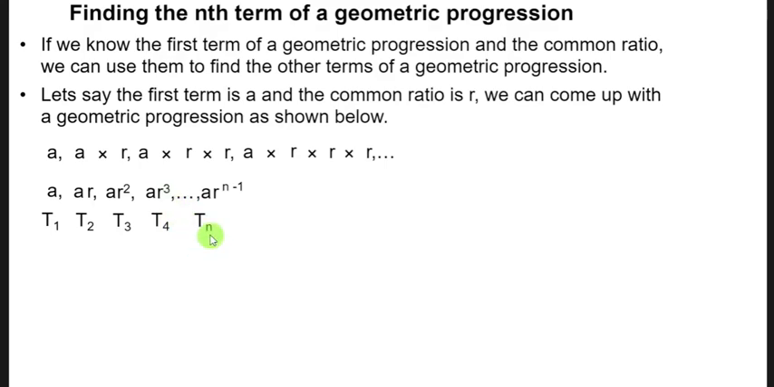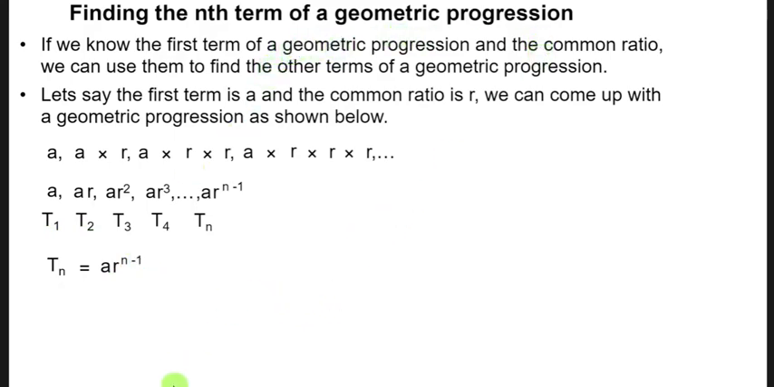Equally, for us to get the nth term, the power of r must be n minus 1. Hence what we are saying is that the nth term of a geometric progression can be found by ar to the power n minus 1. So this one is now the formula for finding the nth term of a geometric progression.